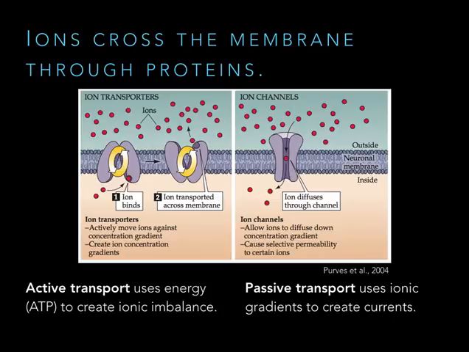So if ions are moving with their concentration gradient, it's passive transport. It's totally free. If they're moving against their concentration gradient, this is active transport because it requires cellular energy. Both of these are going to be mediated by proteins. Again, ions can't pass freely through the membrane. They have to move through a protein, either a channel or a transporter of some sort.